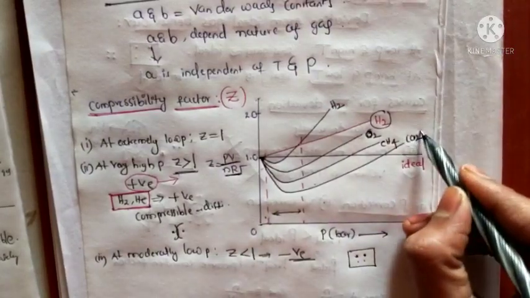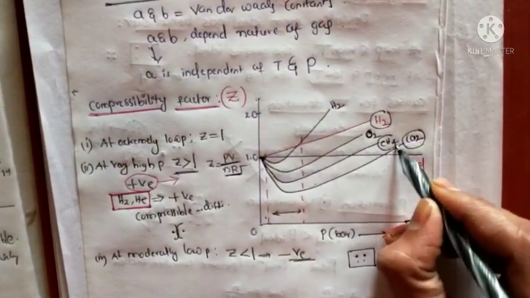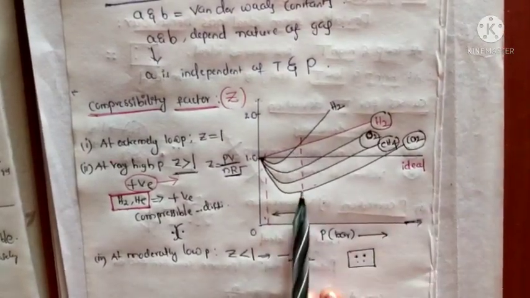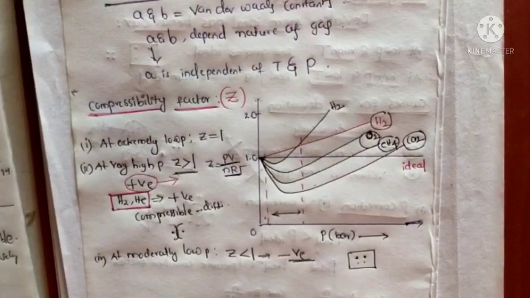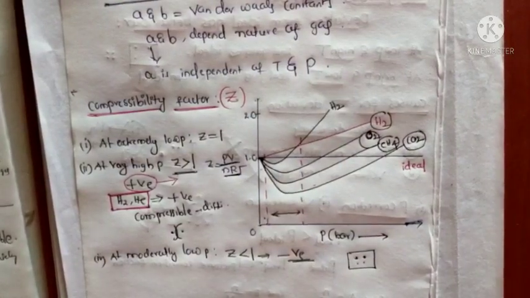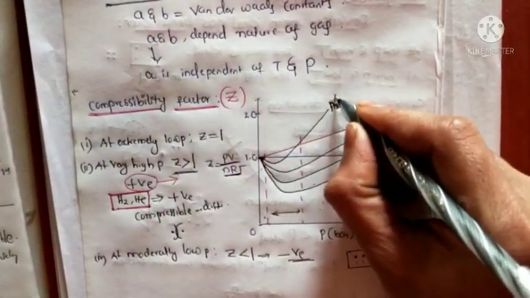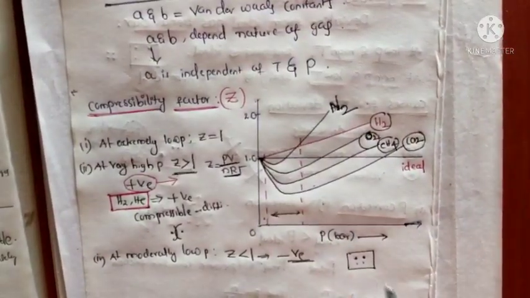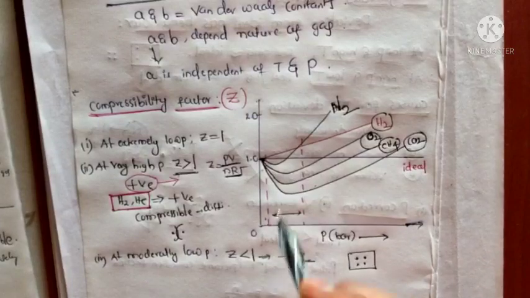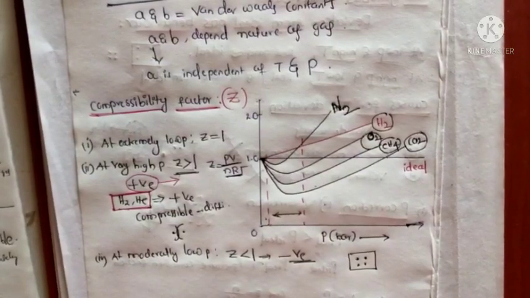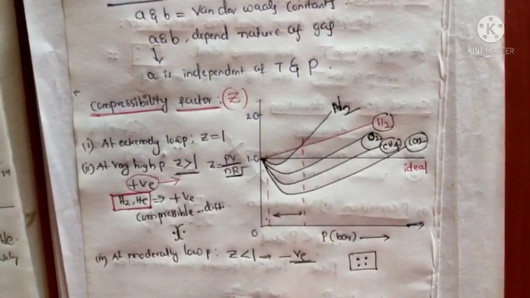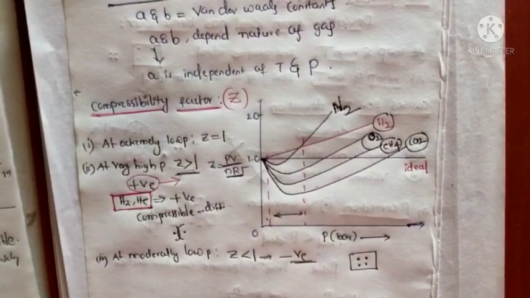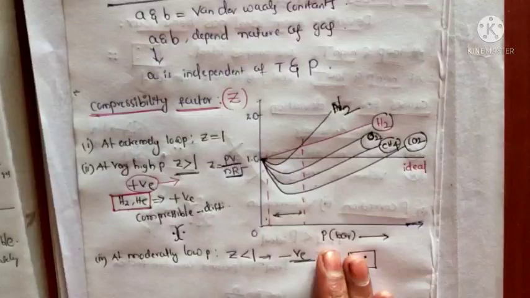So which gases here? Carbon dioxide, methane, oxygen and nitrogen. These can exhibit the negative deviation. That's why these negative deviation gases are compressed easily, because at moderately low pressure some attraction forces are there. Okay, so this is the information from this graph.